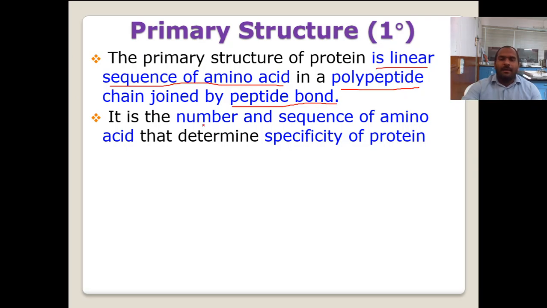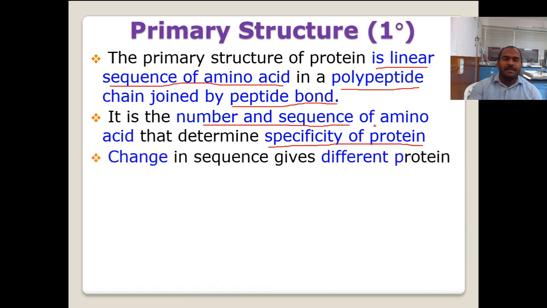It is the number and sequence of amino acids that determine the specificity of the protein. Proteins always have a highly specific action, and this specificity is due to the number and the specific sequence of the amino acids. So they have a specific sequence to be mentioned in the primary structure. Any change in the sequence gives a different protein. So any change in the polypeptide sequence results in a different protein.